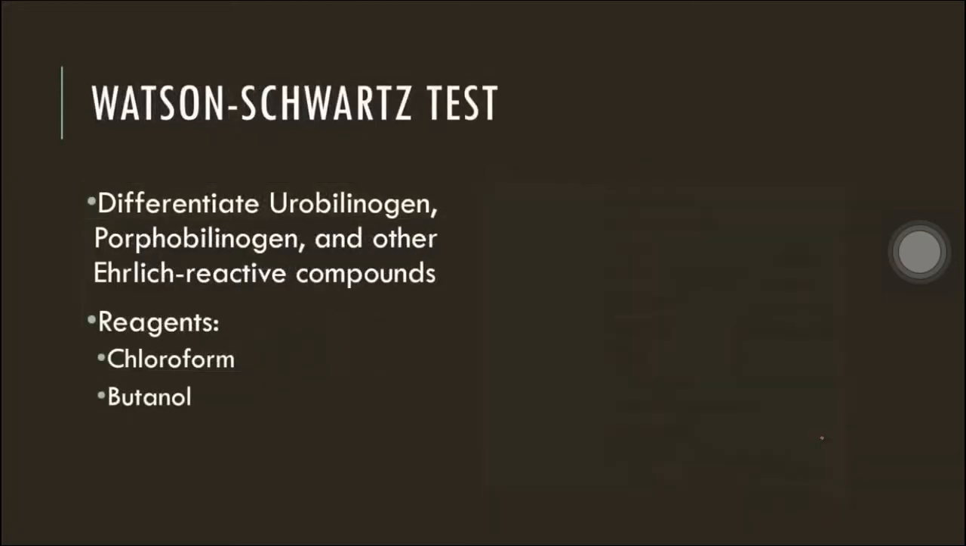Okay, so yun yung tinatawag na Watson-Schwartz test. So Watson-Schwartz test differentiates urobilinogen, porphobilinogen, and other Ehrlich reactive compounds. This test uses two reagents, chloroform and butanol. So paano yung preparation ng test na to? Gagamit tayo ng dalawang tube, isang chloroform tube, isang butanol tube.